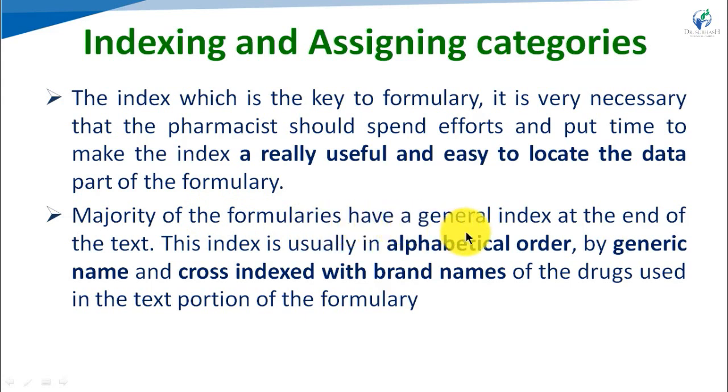Majority of the formularies have a general index at the end of the text. This index is usually alphabetical order, हम यहाँ पे रख सकते हैं. By generic name we can also mention, and also the cross index with the brand names. क्रॉस इंडेक्स भी यहाँ पे रख सकते हैं अल्फाबेटिकल ऑर्डर में, या फिर जेनरिक नेम है उसके सामने उनका ब्रांड नेम भी include कर सकते हैं in the text portion of the formulary. So these are the general indexing.